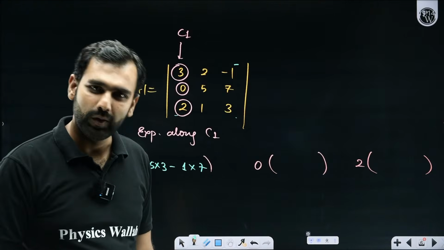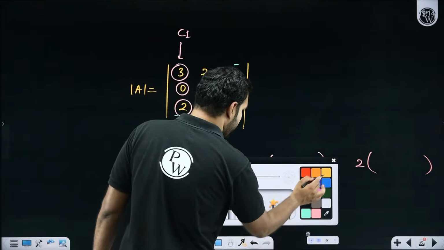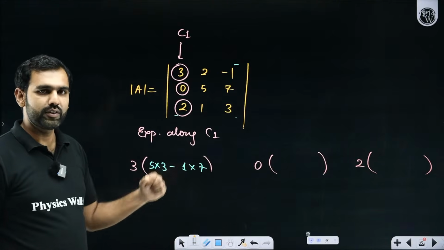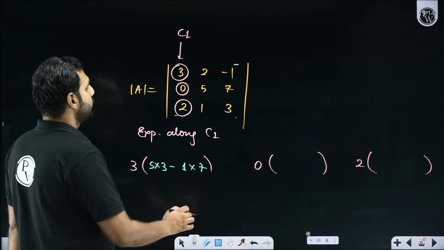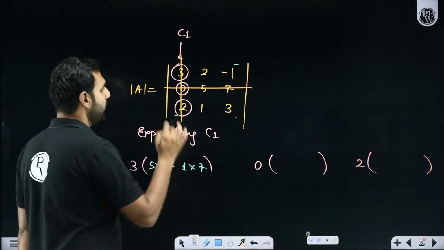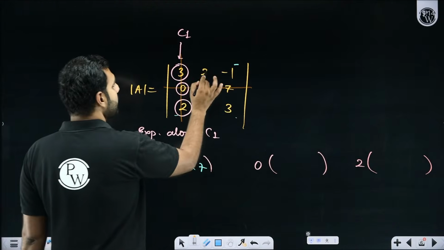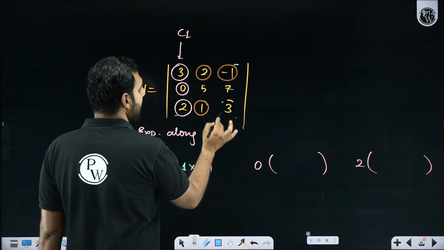Everybody understood that, all the participants? Now, once you have performed this operation, second thing, I am expanding it along column 1. In column 1, there was this element 0. So I'll remove the row and column which contains 0, which means I'll be left with 2, minus 1, 1 and 3. Yes or no?